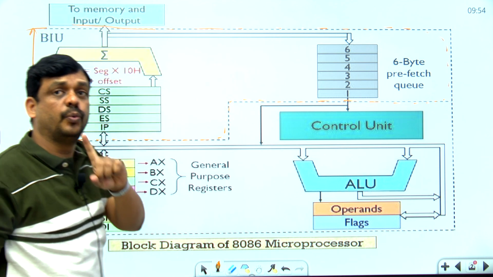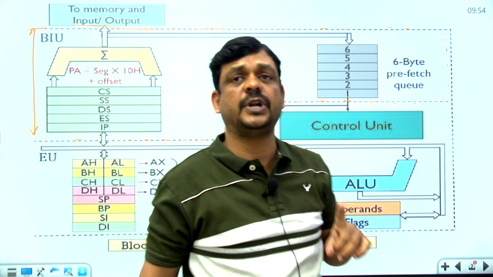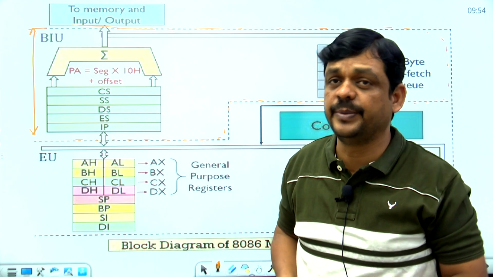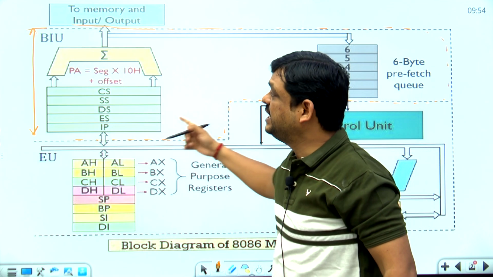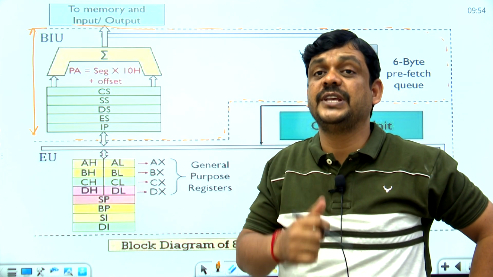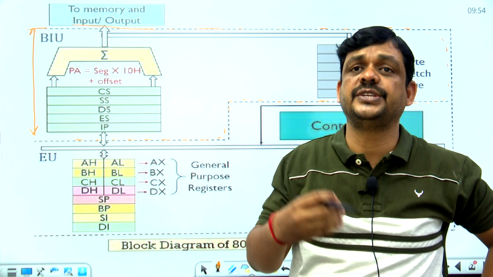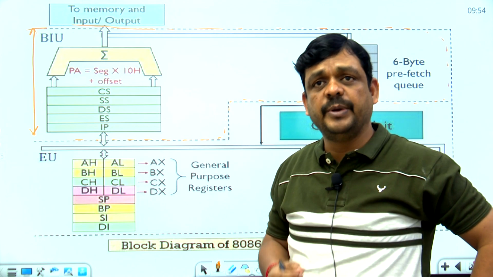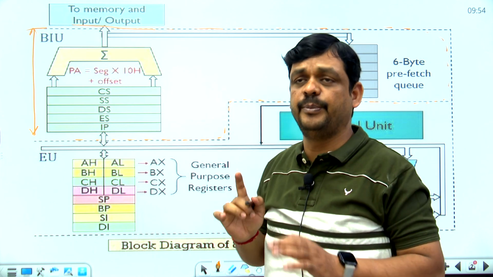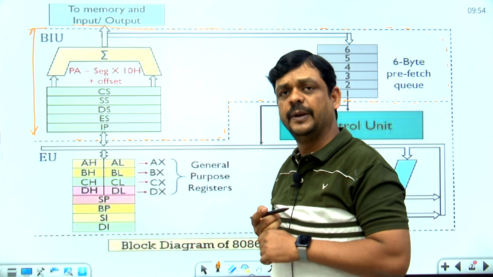This is also one of the important, expected questions in competitive exams. Which unit is connected to the external memory? The bus interface unit is connected to the external memory. Why? Because the bus interface unit's function is the fetching operation, reading instructions from the memory. For that purpose, this unit is always connected to the external memory. So this is also one of the important points.